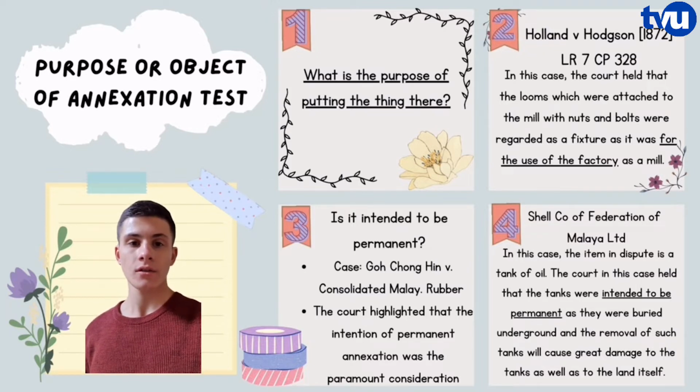In the second case, which is called Chalko-Hin v the Consolidated Mole of Rubber, it was held that the purpose of the permanent annexation of the item was of paramount consideration. And in the third case, which is called Chalko Federation of Malaya Ltd, the subject of the question was the tank of oil. In this case, the court held that it would consider it a fixture because it was buried underground, and the removal of this tank of oil would cause damage both to the land and to the oil tank as well.